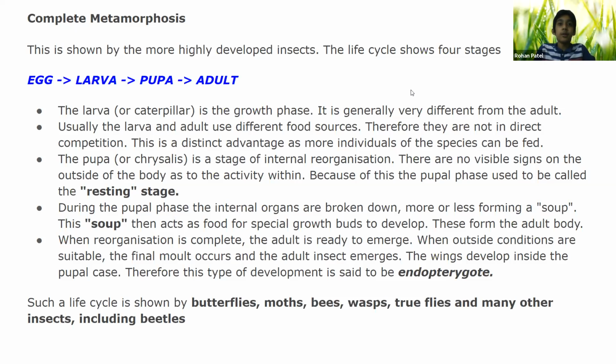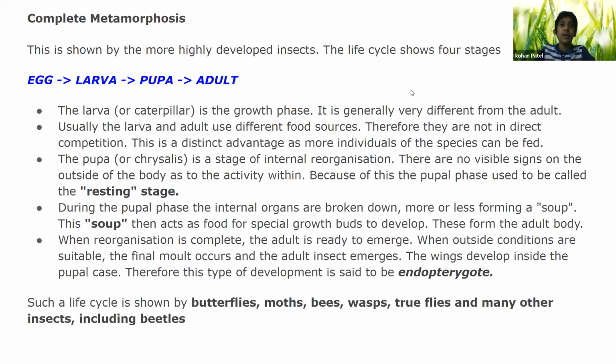So for example, the larva, like a caterpillar, and the adult, like a butterfly. The adult butterflies eat from a specific plant, which is what attracts monarch butterflies. It's a plant called milkweed. That's where they eat their food. And larvae, the caterpillars, they eat leaves. So there won't be any direct competition.